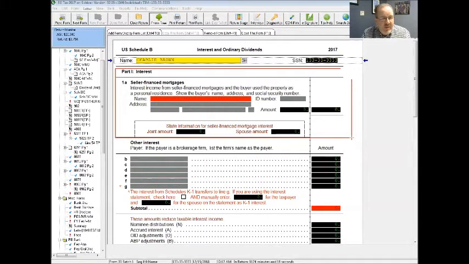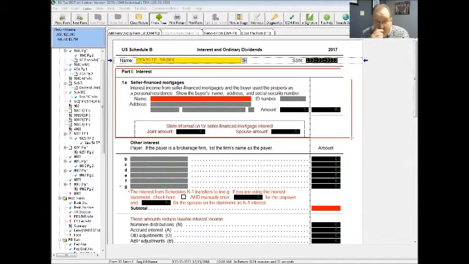So you have sold your house and you sold it to somebody that had financial difficulties and you're going to hold the mortgage. That's where you put in that interest income. It is not the mortgage interest that you pay. That goes on a Schedule A.